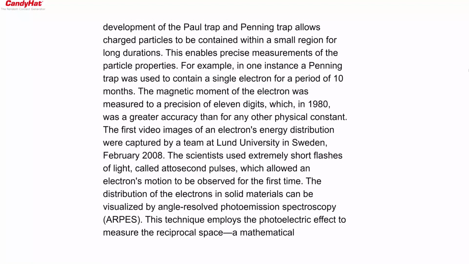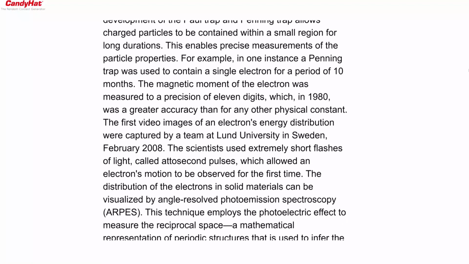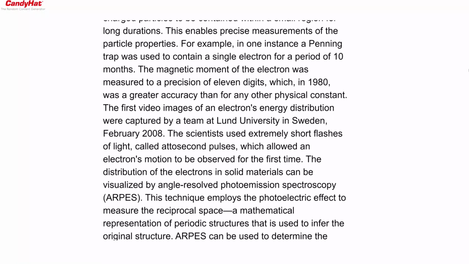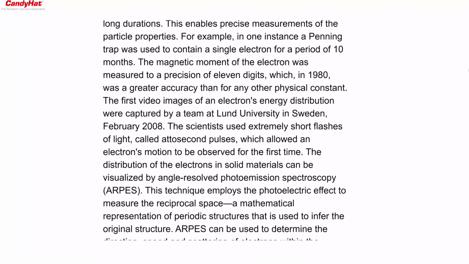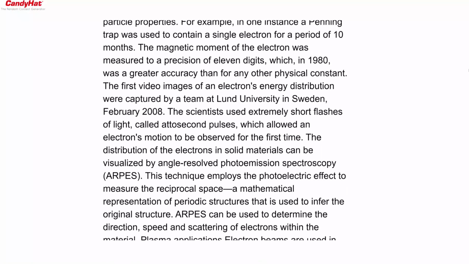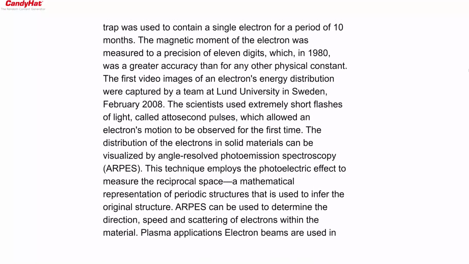For example, in one instance a Penning trap was used to contain a single electron for a period of 10 months. The magnetic moment of the electron was measured to a precision of 11 digits, which, in 1980, was a greater accuracy than for any other physical constant.